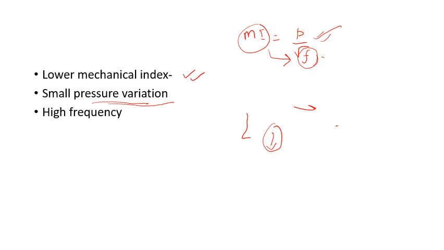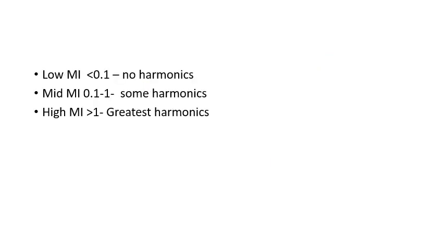They are not able to resonate with the ultrasound waves on contraction, and on rarefaction they'll expand. So what happens? They'll not expand that much and harmonics will not be generated. Now let us understand when there is low MI, that is less than 0.1, there will be no harmonics generated because it is less than the peak rarefaction pressure.